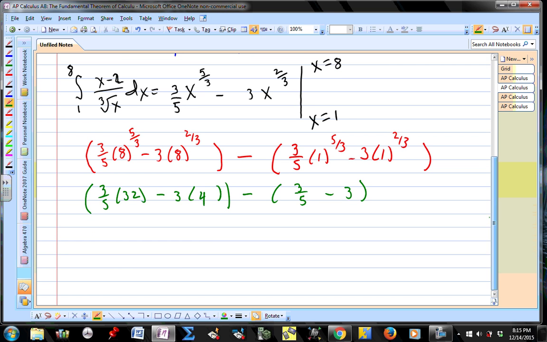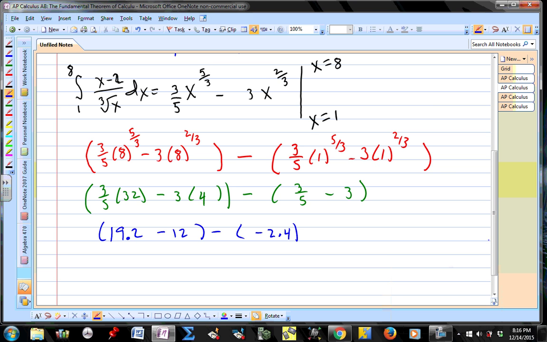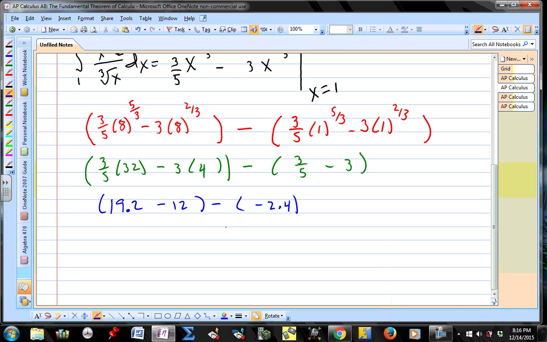Okay? And again, we can clean this up now. We don't really need a calculator. We can use a calculator. Let's see what we get. So let's see, we would end up with 7.2 plus 2.4, which is 9.6.